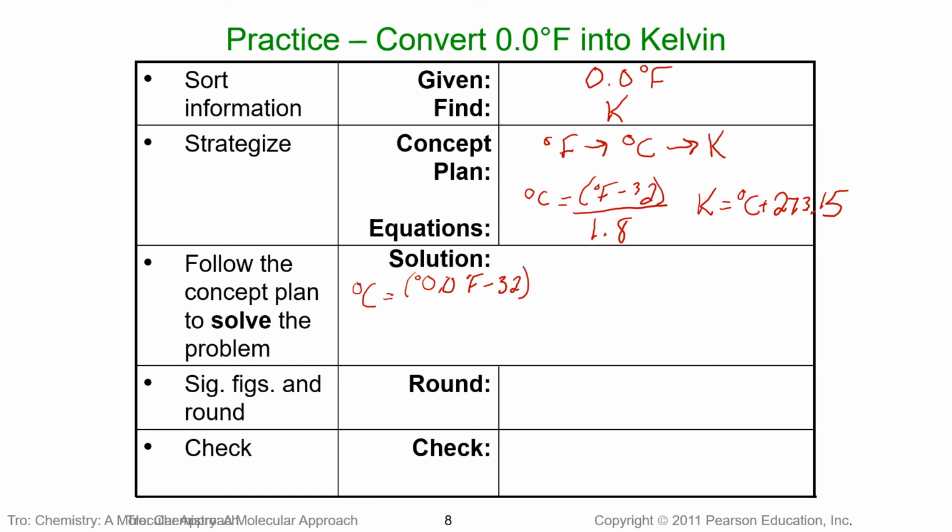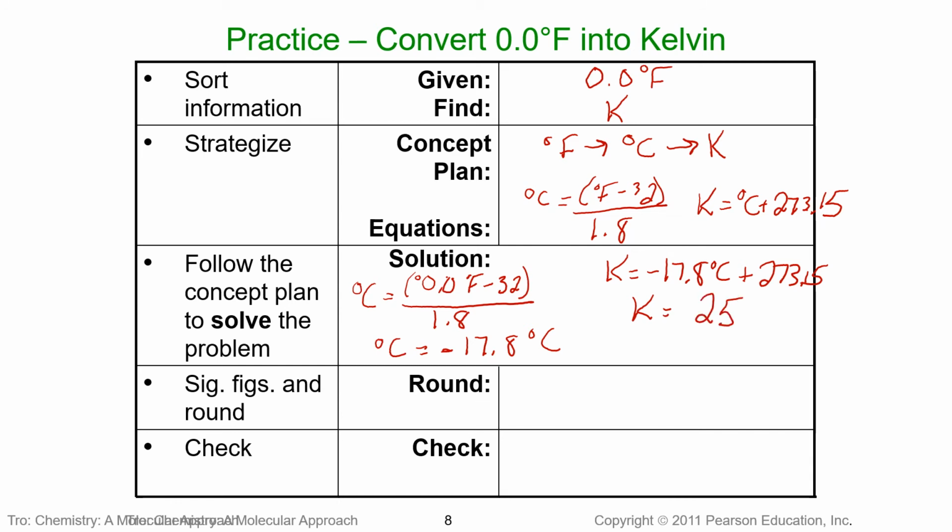Minus 32 divided by 1.8, and we end up with degrees Celsius equals -17.8 degrees Celsius. Now that we have that value, we can plug it into the equation for Kelvin, adding our 273.15. So Kelvin would be 255.37, sorry, 255.35 Kelvin.